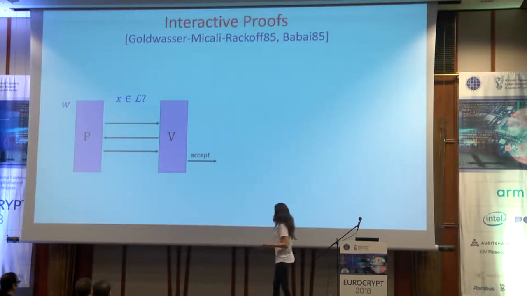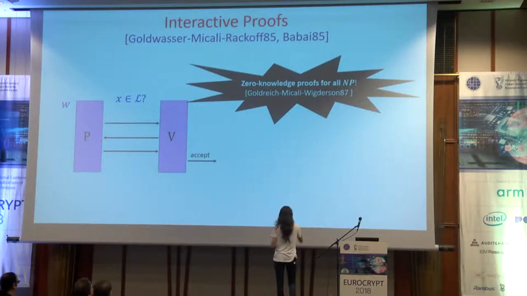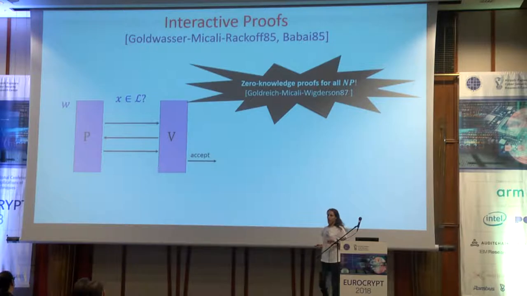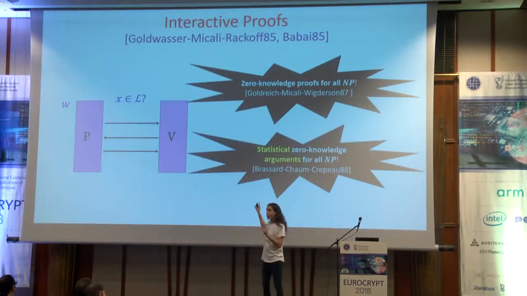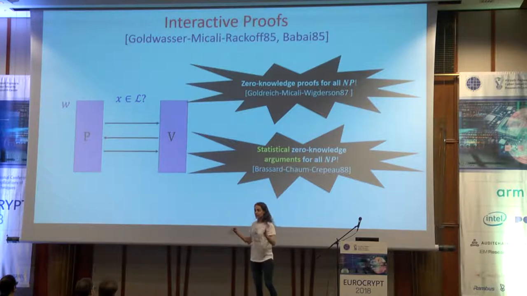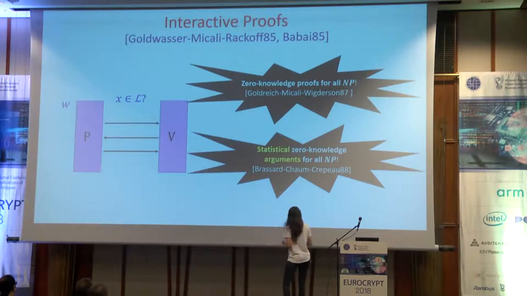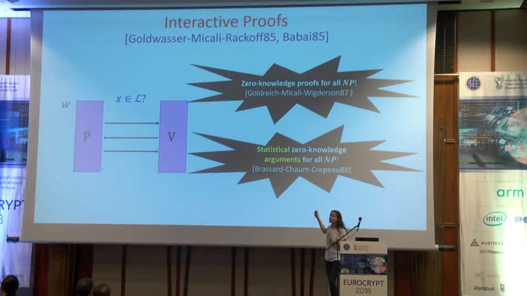That's really fantastic. This was shown by Goldwasser, Micali and Rackoff. We can do zero knowledge proofs for all of NP. Moreover, zero knowledge proofs have only computational zero knowledge, so you need to be bounded in order not to learn. But we know that we can even do statistical zero knowledge. So even if you're all powerful, you still can't learn anything.